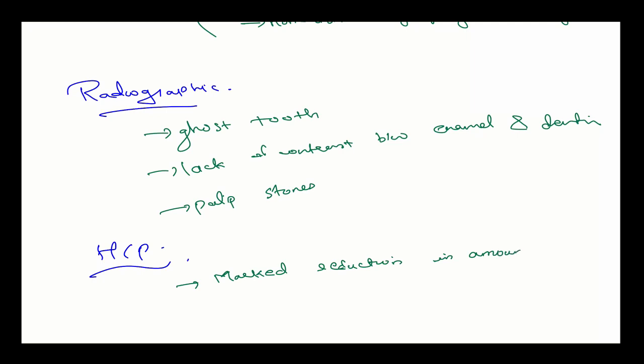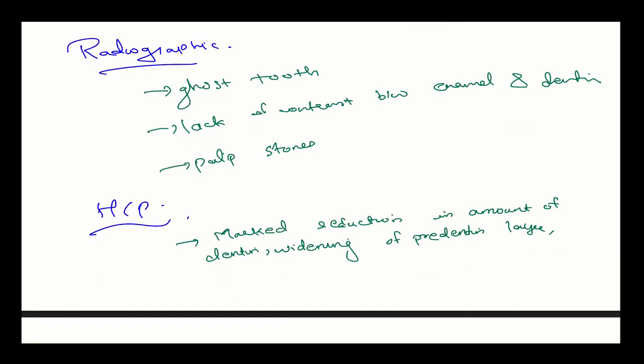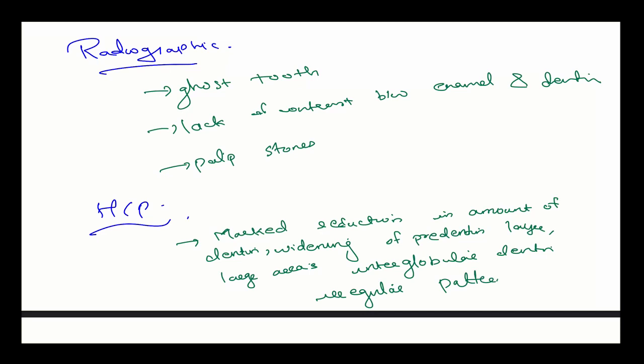Histopathologically, marked reduction in amount of dentine with widening of predentine layer, along with large areas of interglobular dentine and irregular pattern of dentine. We'll study this in dental histology. What is interglobular dentine? Interglobular dentine with irregular patterning of dentine.